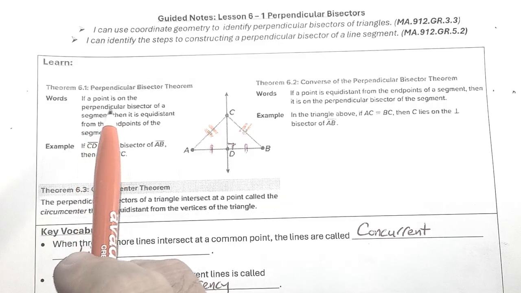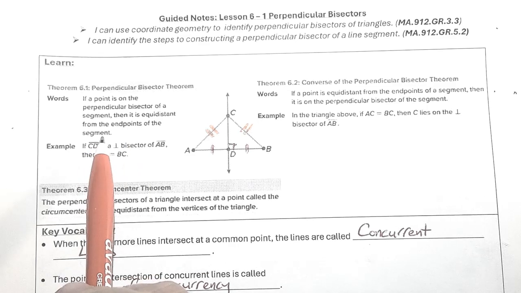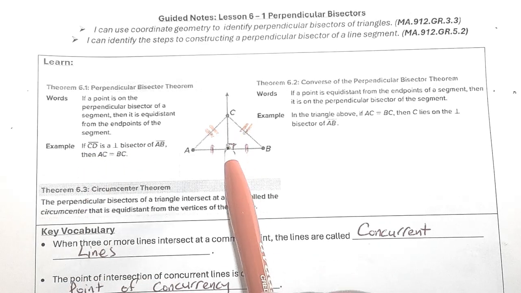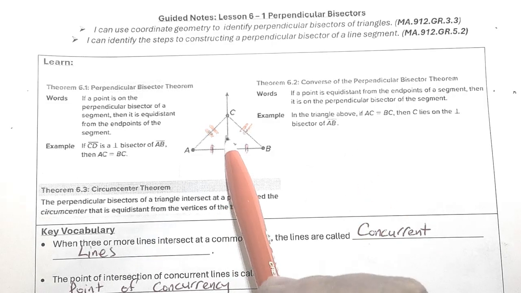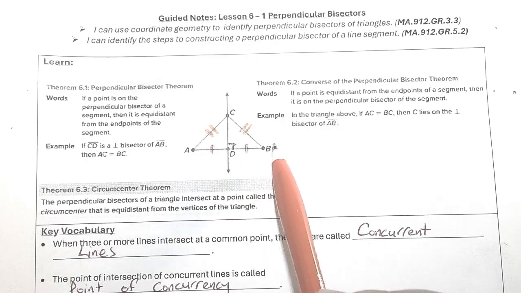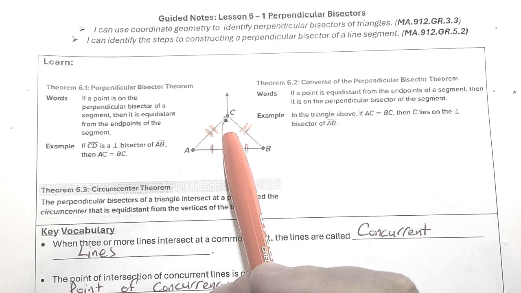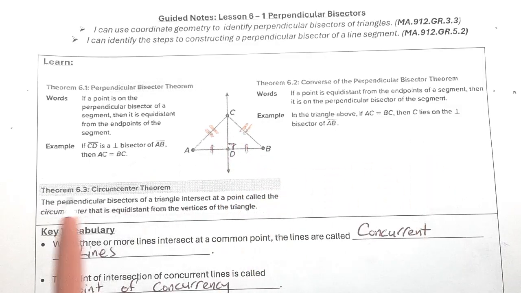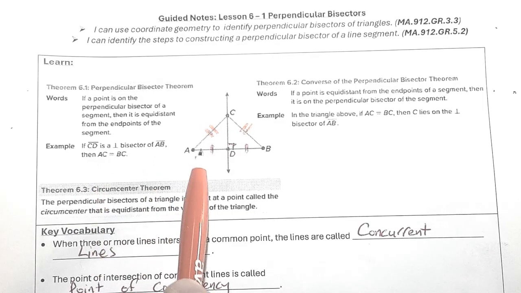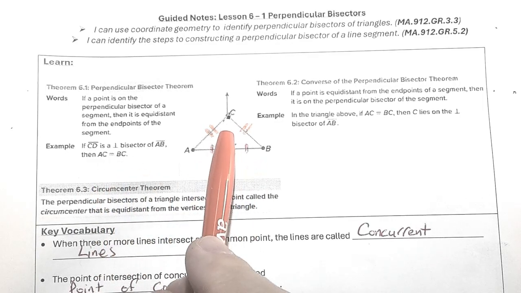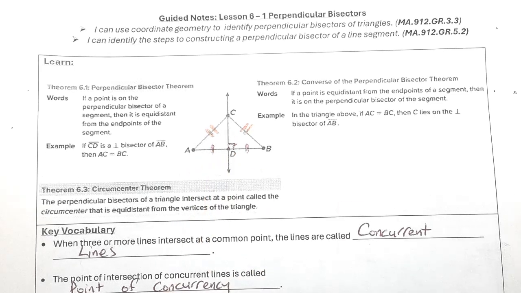If a point is on the perpendicular bisector of a segment, then it is equidistant from the endpoints of the segment. So this is the perpendicular bisector. See, it makes a 90-degree angle. That's how we know it's perpendicular. So any point on this is going to be equidistant to these endpoints. So this being a bisector, these two are split in half, but now these two sides are congruent. So our example says if CD is the perpendicular bisector of AB, then AC is congruent to BC. Any point here is equidistant, so it's just that point C is the top of this triangle.